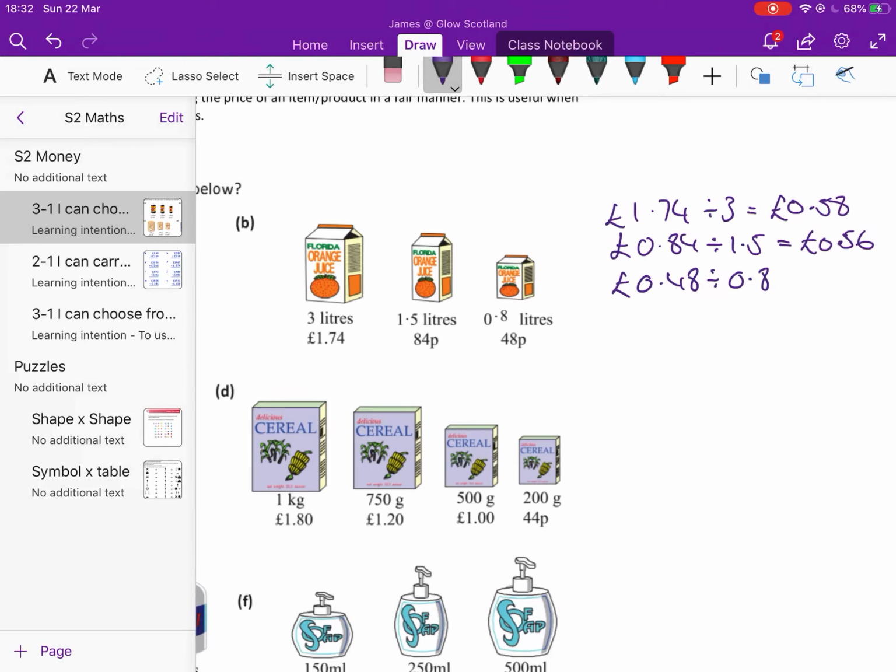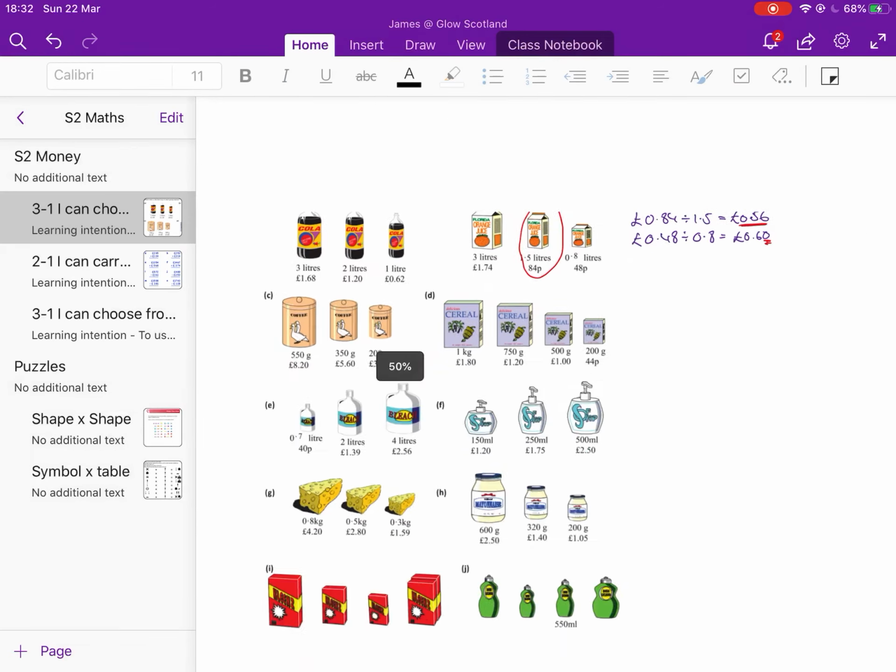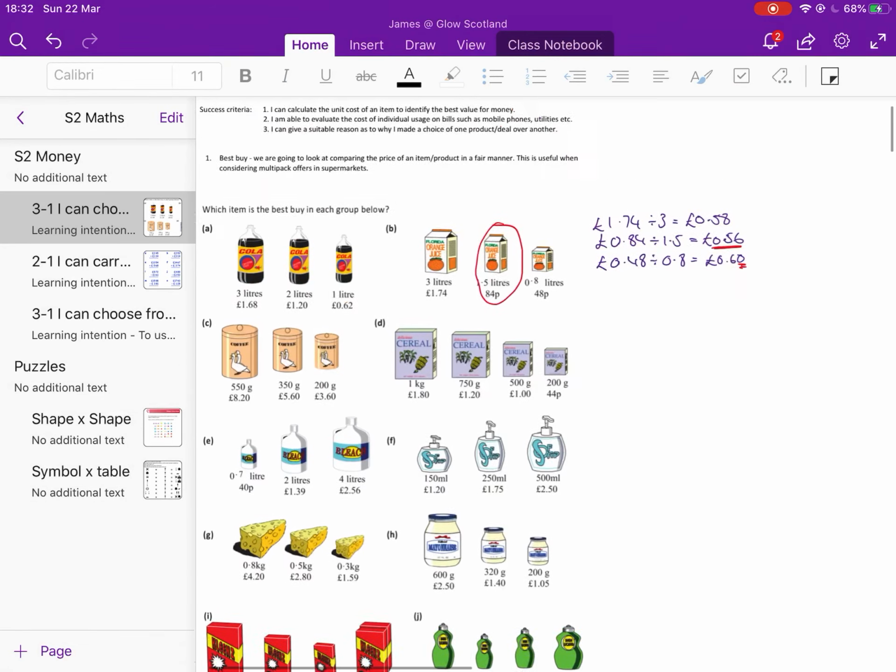The third one looks a little bit odd, but it'll work the same way. We're just going to divide by a decimal, so we're going to divide by 0.8. You'll see the weird thing here: when you divide by a number smaller than 1, you actually get a bigger answer. So that's coming back as 0.6. In money, I need to put the extra 0 in there to make that 0.60. So that's 60p. The middle one is the best buy because it's 56 pence per litre. So that'll give you a bit of an idea what you need to do here for question 1.